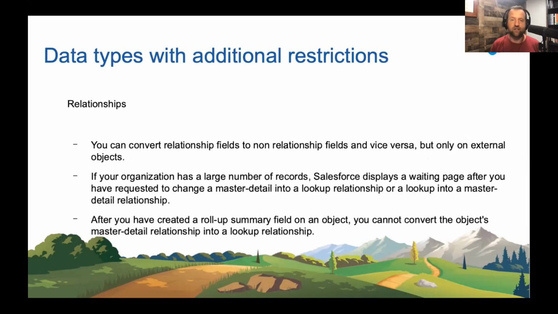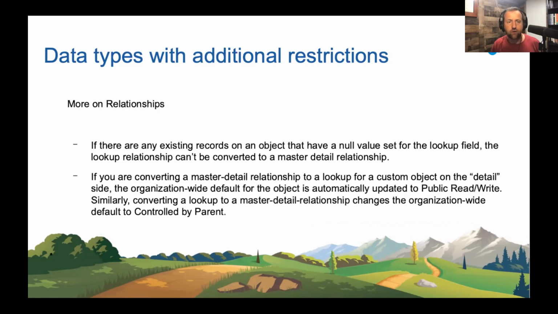If your organization has a large number of records, Salesforce displays a waiting page after you have requested to change a master-detail into a lookup relationship or a lookup into a master-detail relationship. And after you've created a roll-up summary field on an object, you can't convert the object's master-detail relationship into a lookup relationship. Okay, so two more data areas. A few more things on relationships. If there are any existing records on an object that have a null value set for the lookup field, the lookup relationship can't be converted to a master-detail relationship.